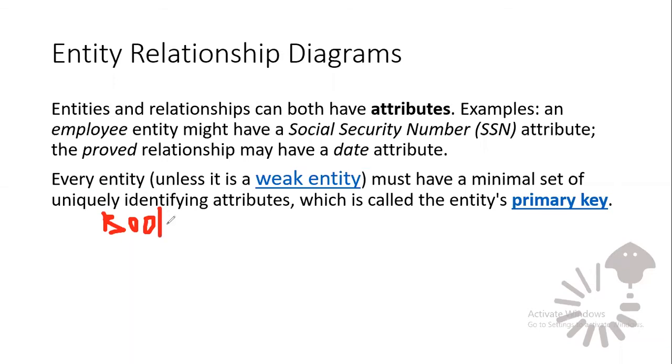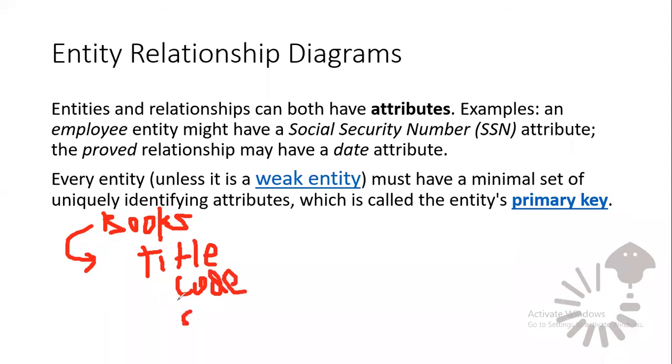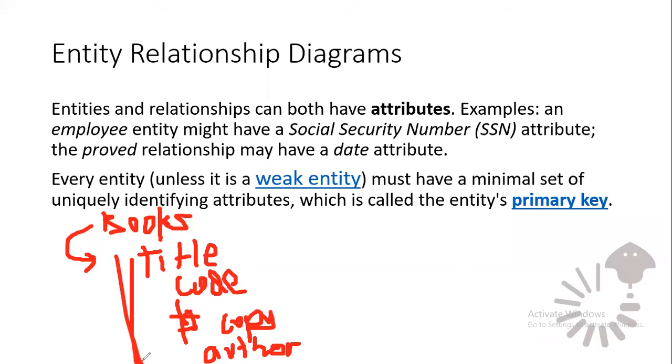So nung nilista natin books, ano yung mga information that is related to books or that defines the books? Andyan yung title, andyan yung code, copy, number of copy, author, publishing house, publisher, year published. Those are the attributes of books. Lahat lang yan, they describe books. And among these attributes, meron tayong primary key.